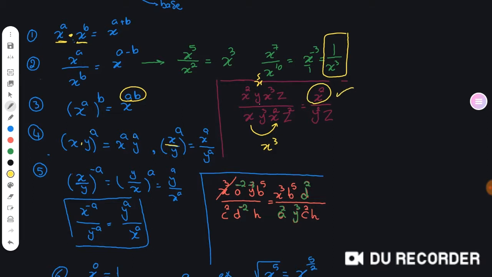The same with y, we have y here and y power 3 here. The answer will be y squared in the denominator. z and z squared, the answer will be z in the denominator.